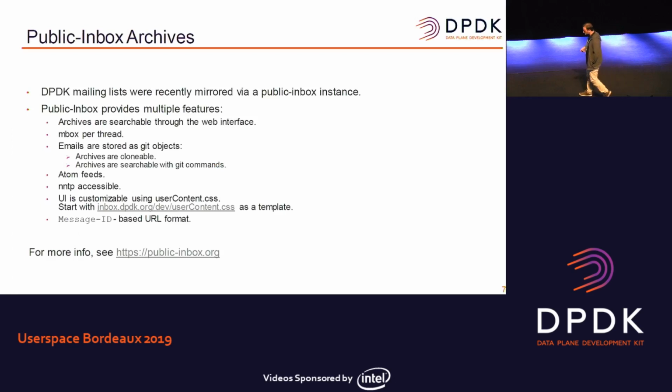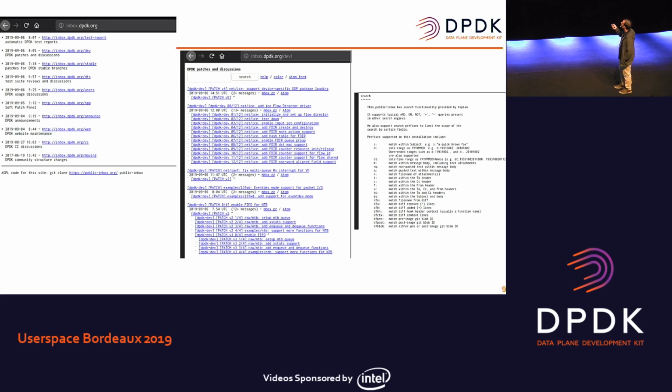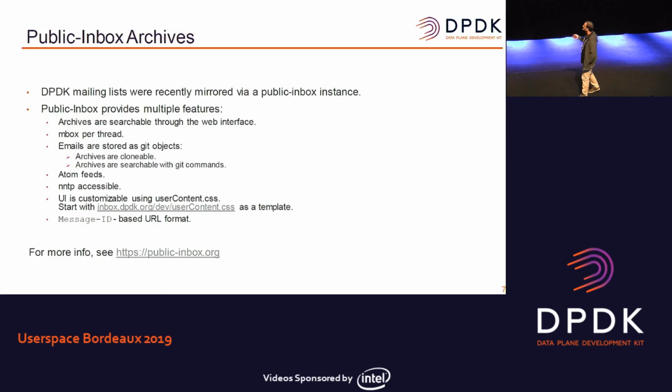Again, emails are stored as Git objects. Every list's archives are stored as a Git repository, which means that the archives are clonable. It also means that you can use your knowledge of Git to search through archives, not just with the web UI. So you can also search with Git as well. It also provides Atom feeds. The archives are accessible with NNTP as well. Read-only access, obviously.